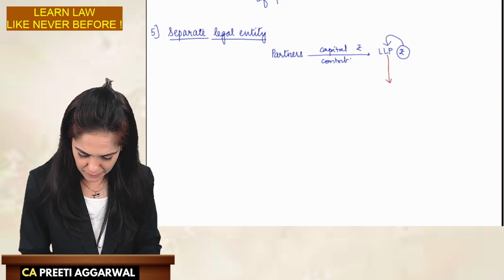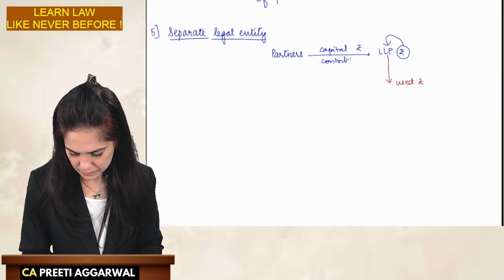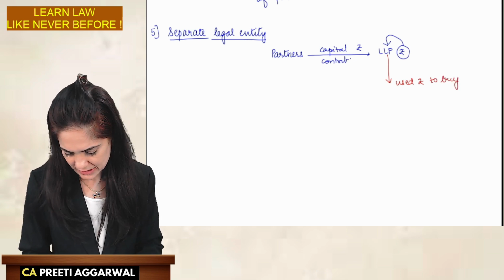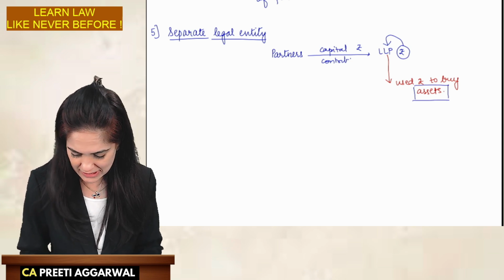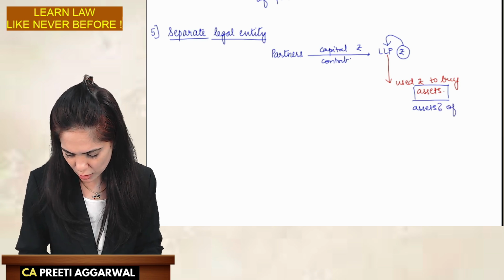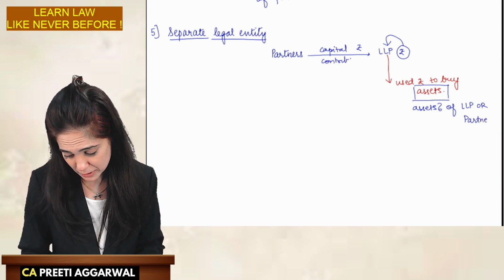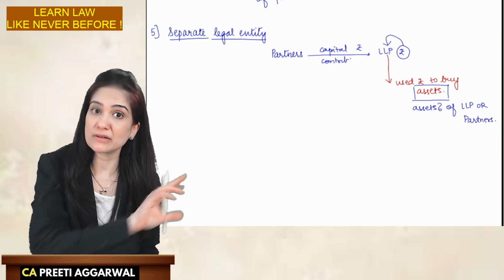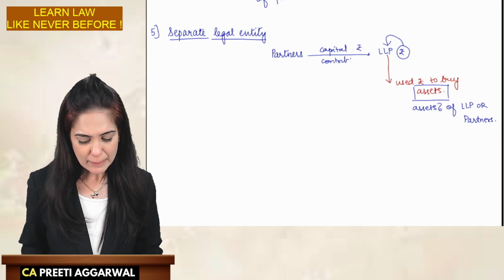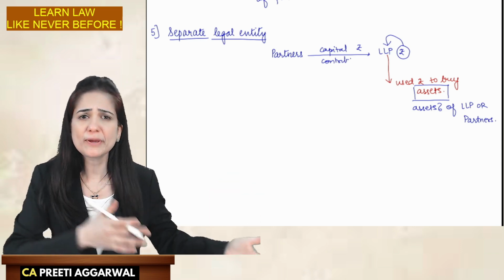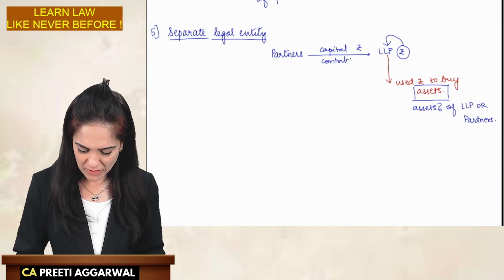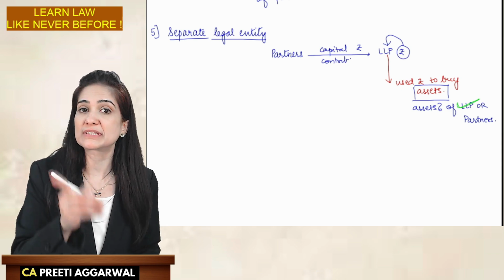LLP used that money to buy assets. My question is, will these assets be considered as assets of LLP or assets of partner? See, they are purchased using the partner's money. So when the LLP uses that money to buy assets, will these assets be considered as asset of LLP or assets of partner? If you said, ma'am, they will be considered as asset of LLP, then your answer is correct.